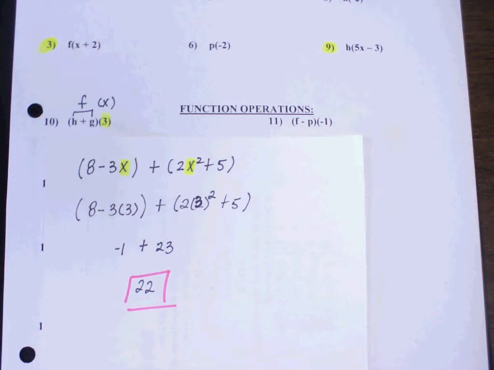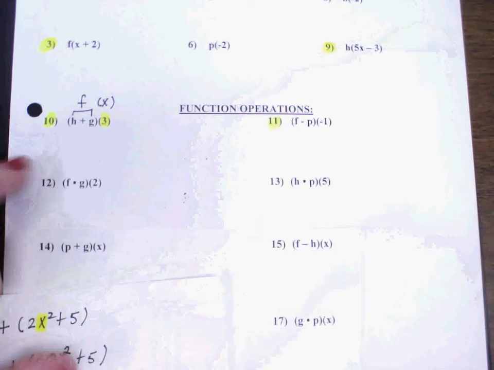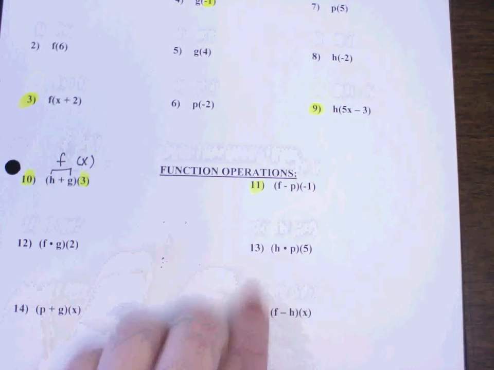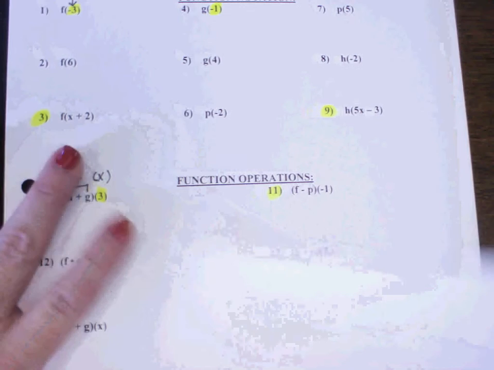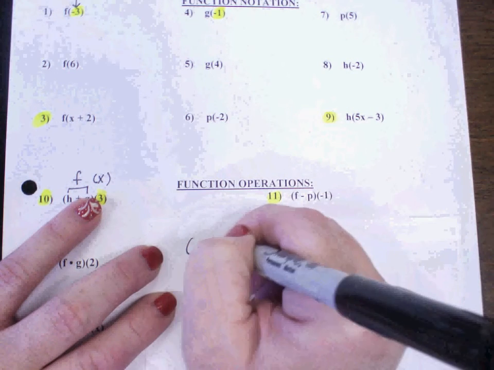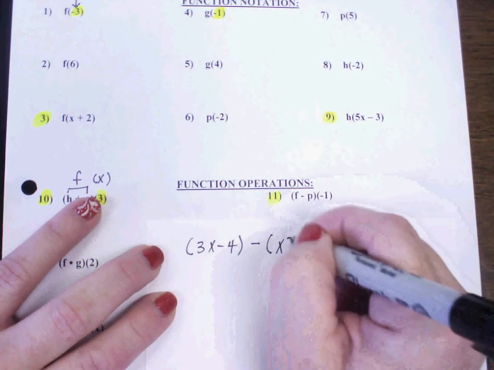All right, let's do 11. What do I have to do between those two functions? Because I have two. Which ones are my functions? F and P. And what am I doing? I'm subtracting. Very good. So let's go for F. What's F? 3x minus, what's P? X squared minus. And then what's my value of x? Negative 1. So I got to put that negative 1 3 times, right? 3 times negative 1.